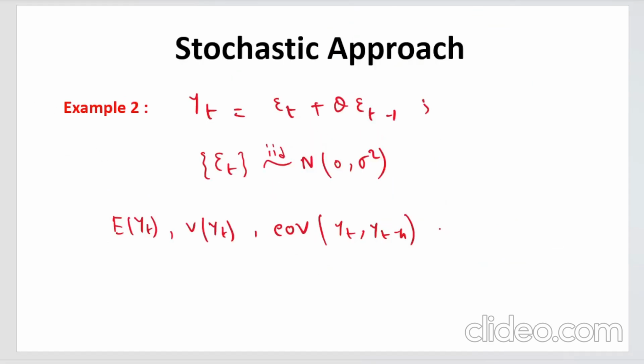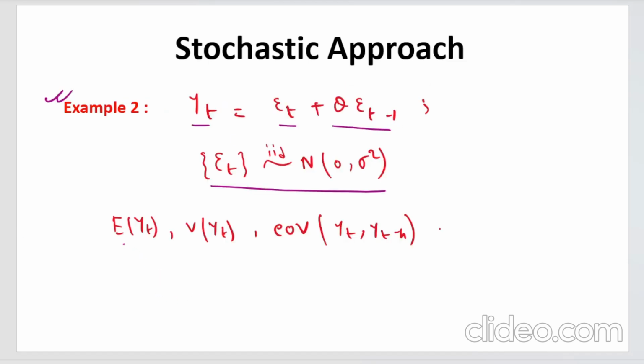Now I have a second question, so let us solve this question also. The question is yt equals epsilon t plus theta epsilon t minus 1. You again have the same distribution for epsilon t, normal 0 sigma squared. This is pretty simple. Let us solve this. Theta epsilon t minus 1, right? This is what you have. Epsilon t follows IID normal 0 sigma squared. And all you need to do again is the same thing.